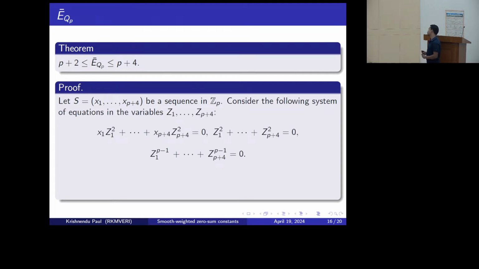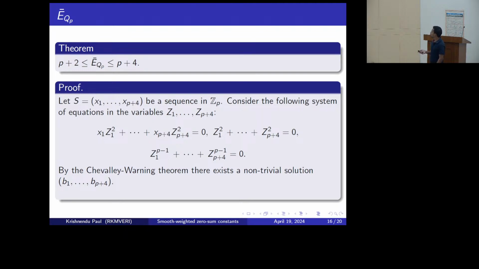And for the upper bound, taking a sequence of length P plus 4, we are considering the 3 equations. So here also the equations satisfy the hypothesis of Chevalley-Warning theorem, as the sum of total degree is 2 plus P minus 1, so it is P plus 3, and the number of variables is P plus 4. So, as 0 is a trivial solution, there will be a non-trivial solution.